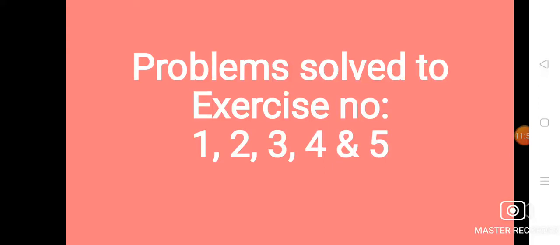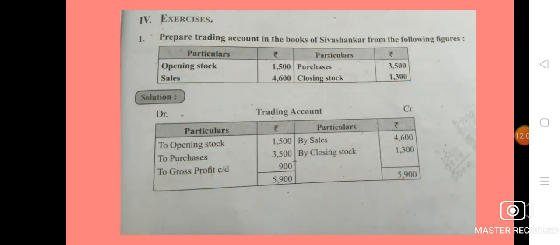Then next, problems solved for exercise number 1, 2, 3, 4 and 5. First we will come to question number 1. Exercise number 1. Prepare trading account in the books of XI Accountancy from the following figures. So particulars are given: opening stock 1500, sales 4600, then purchases 3500, closing stock 1300. First, trading means buying and selling.